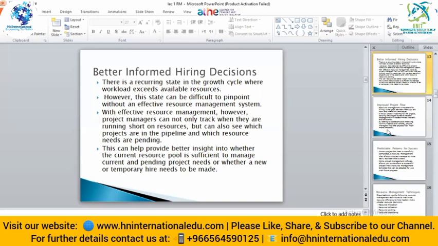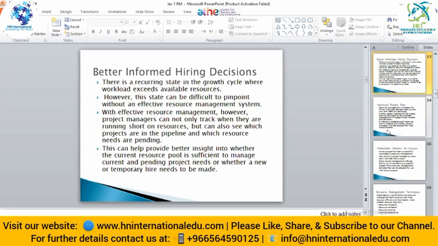However, this state can be difficult to pinpoint without an effective resource management system. Whenever we don't know which resource is being used in which project at which time, we will not be able to pinpoint where that machine is overutilized. With effective resource management, however, project managers can not only track when they are running short of resources, but can also see which projects are in the pipeline and which resource needs are pending.